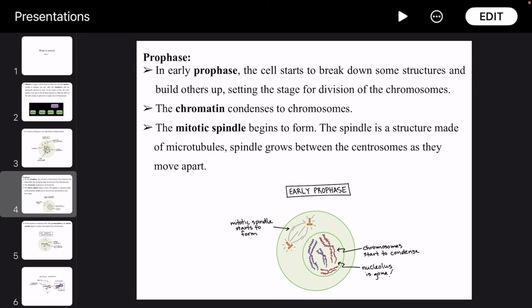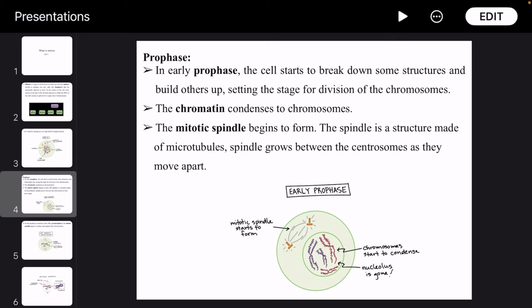Prophase. In the early prophase, the cell starts to break down some structures and build others up, setting the stage for division of the chromosomes. The chromatin condenses into chromosomes. The mitotic spindle begins to form.